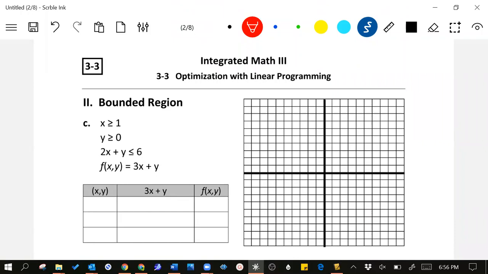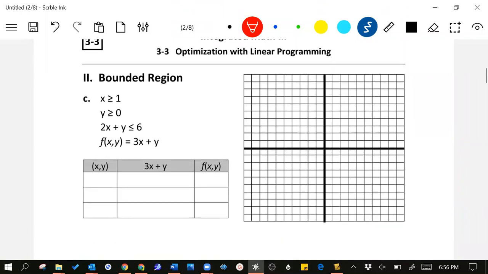All right, let's look at this bounded region. If you wish to do this yourself, please go ahead and do so, and I'll start it in about 4 or 5 seconds. All right, now let's look and go through it. Okay, x greater than 1.